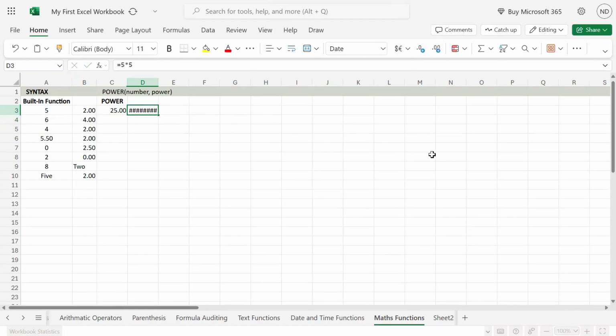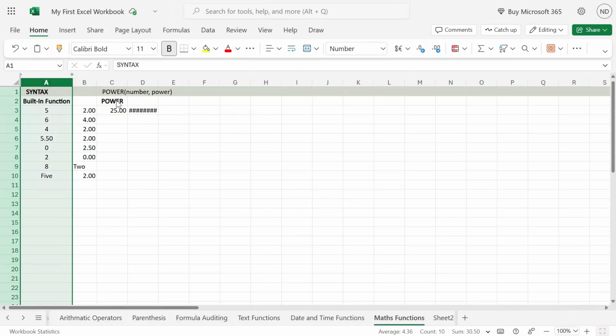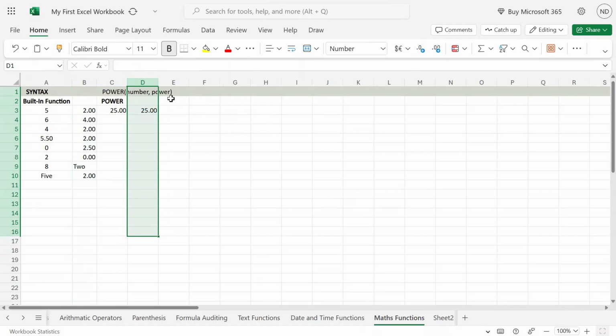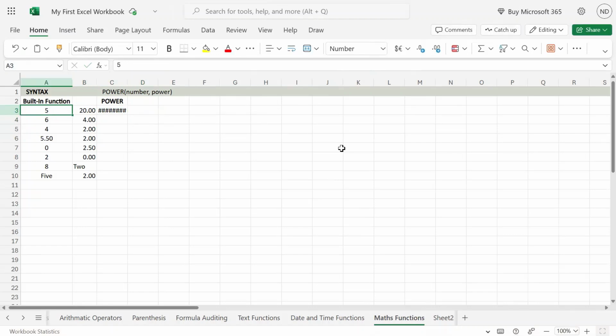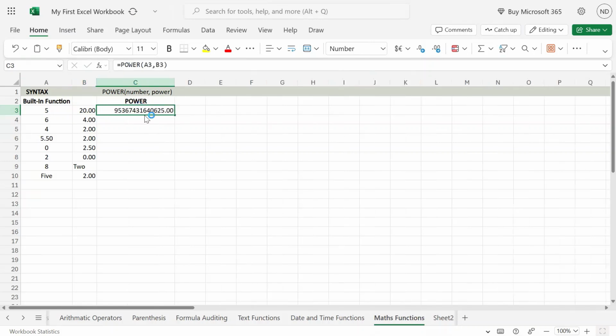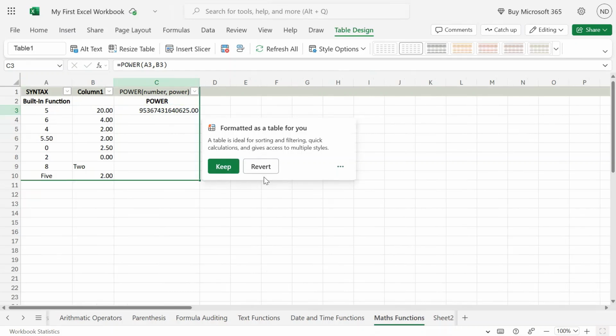But it would be very tedious if I say I want to make it 20 times, so the power should be 20. I would have to type 5 into 5 into 5, 20 times, which would be a very, very tedious task. So rather, I'll use 5 raised to 20, which will give me the answer, which is a big number.